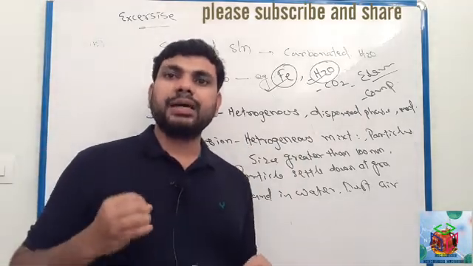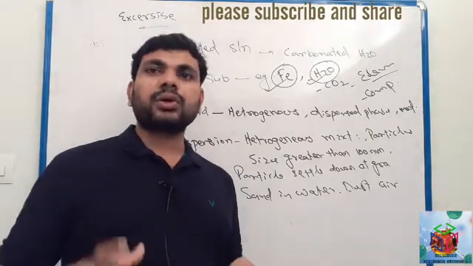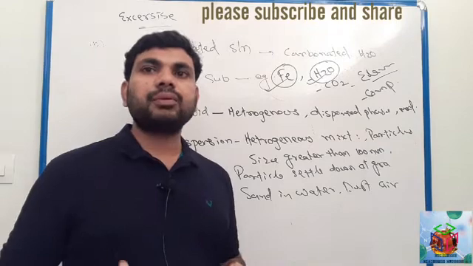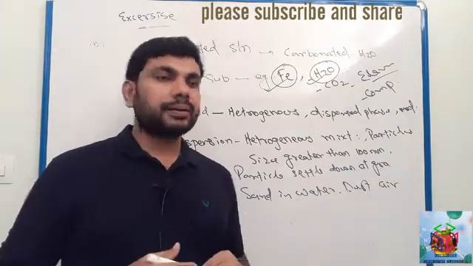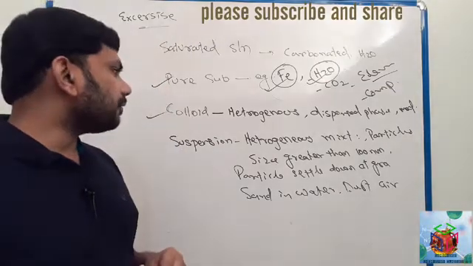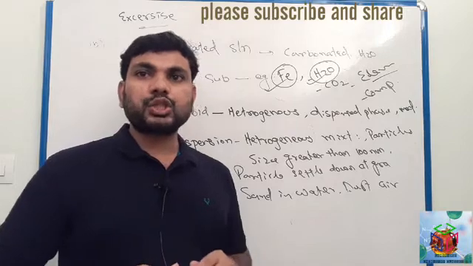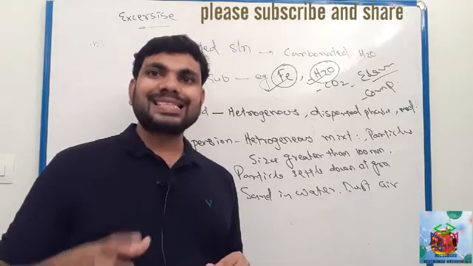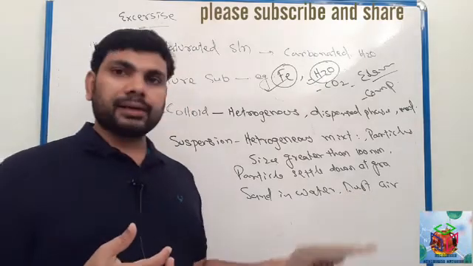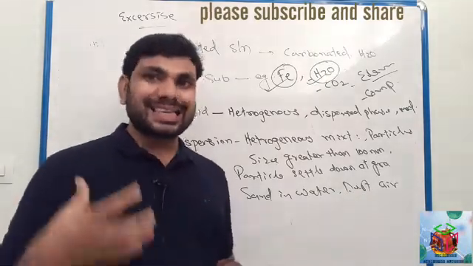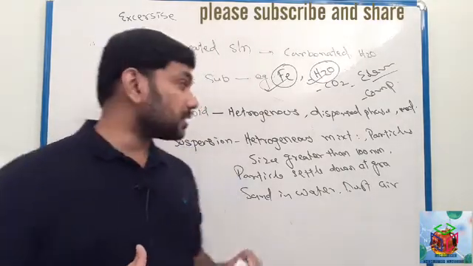Next, examples for colloid: blood is an example for colloid. Starch in water, or starch water, is an example for colloid. Milk, example for colloid. Clear? Next one we have to understand here, suspension. Suspension: chalk powder in water, sand in water, dust in air. These are examples for suspension.